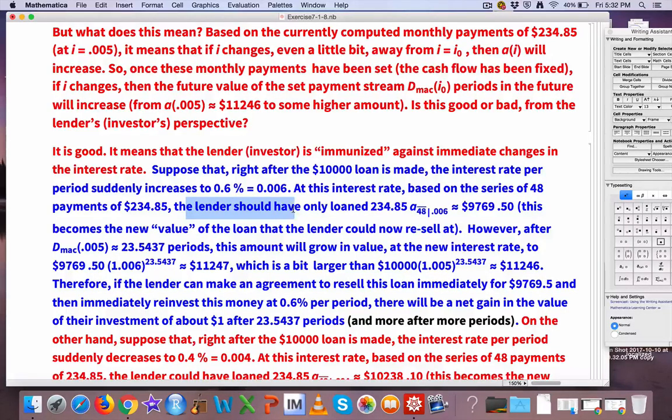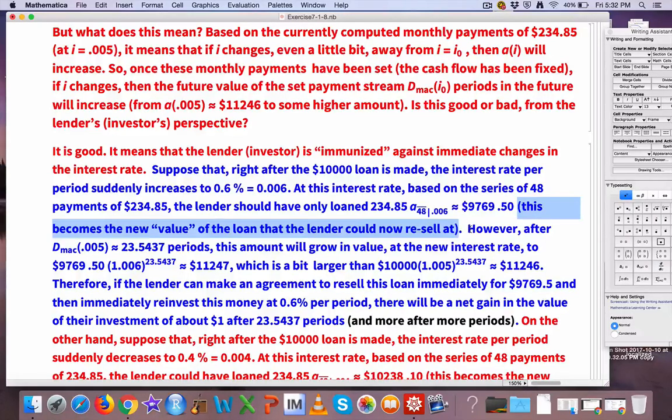the lender should have only loaned a smaller amount, right? It's a higher interest rate, so the present value of that series of payments is lower. $9,769.50 instead of $10,000. This amount becomes the new value, even if it's just an hour later, that the lender could now resell it at. Okay, so by the interest rate going up, the value of that payment stream has gone down. Okay, so that sounds bad.